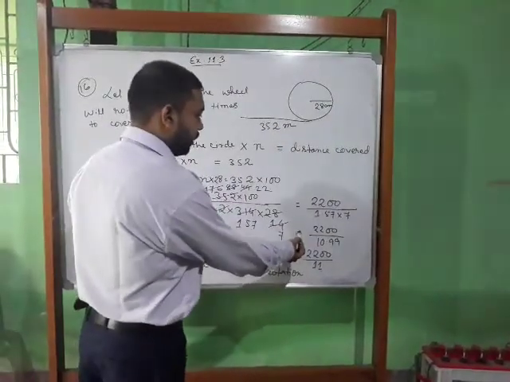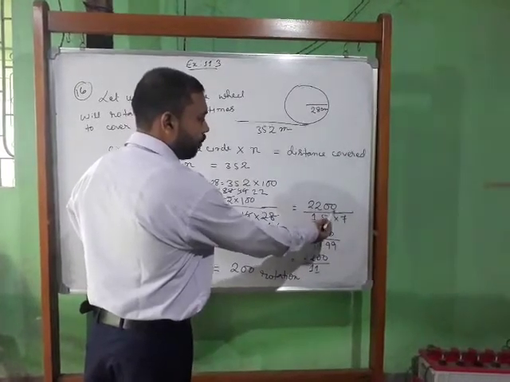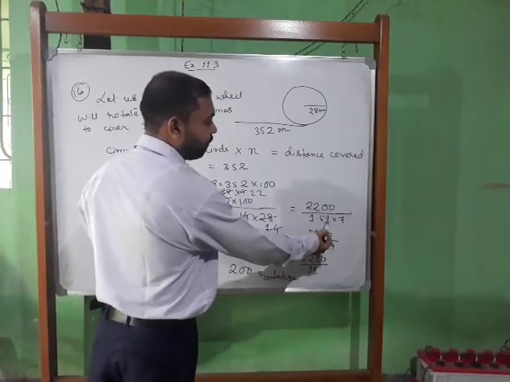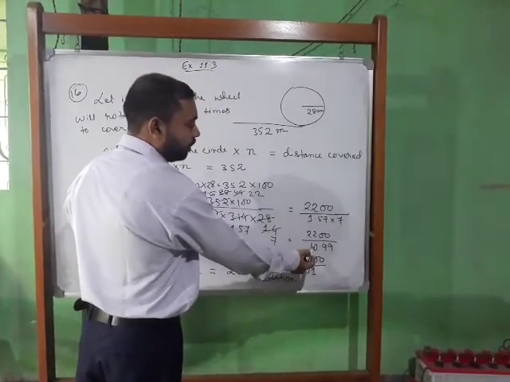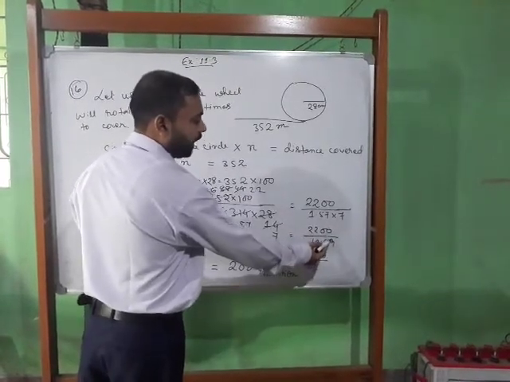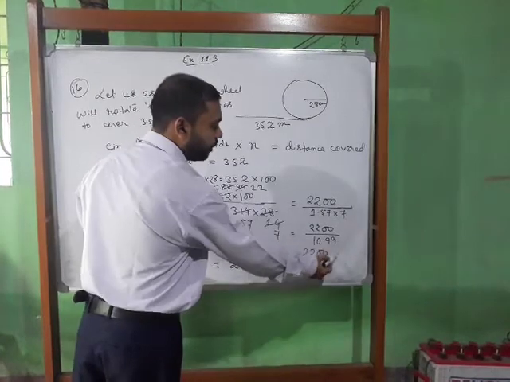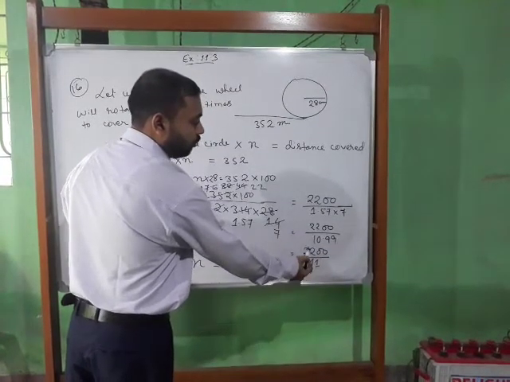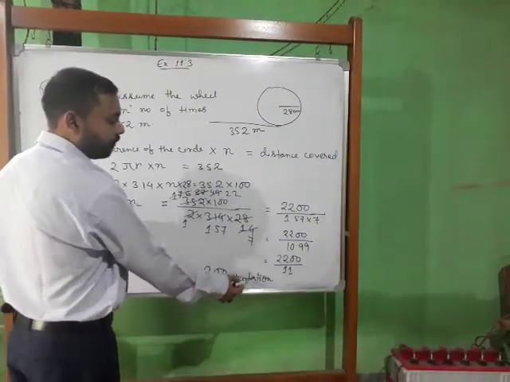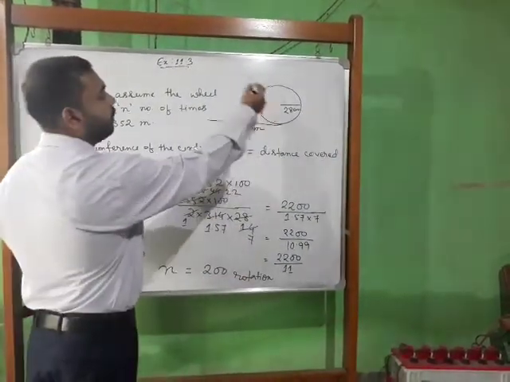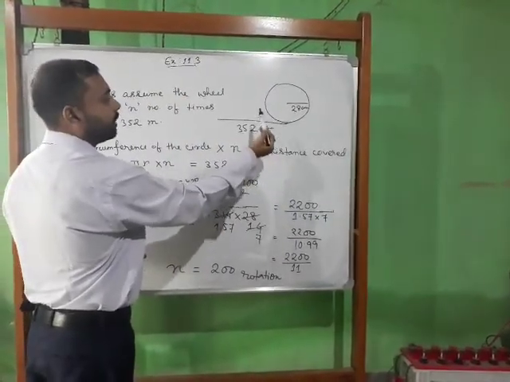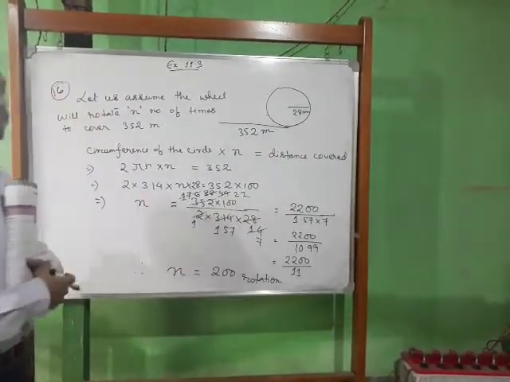So you can see that it is 2200 divided by 1.57 into 7. When I multiply 1.57 into 7, in the denominator you can see it is 10.99. Now 10.99 we can write as 11, rounding it off. So now 2200 divided by 11 is 200. So 200 rotations. When this wheel rotates 200 times, only then can it cover 352 meter. So the answer is 200 rotations.